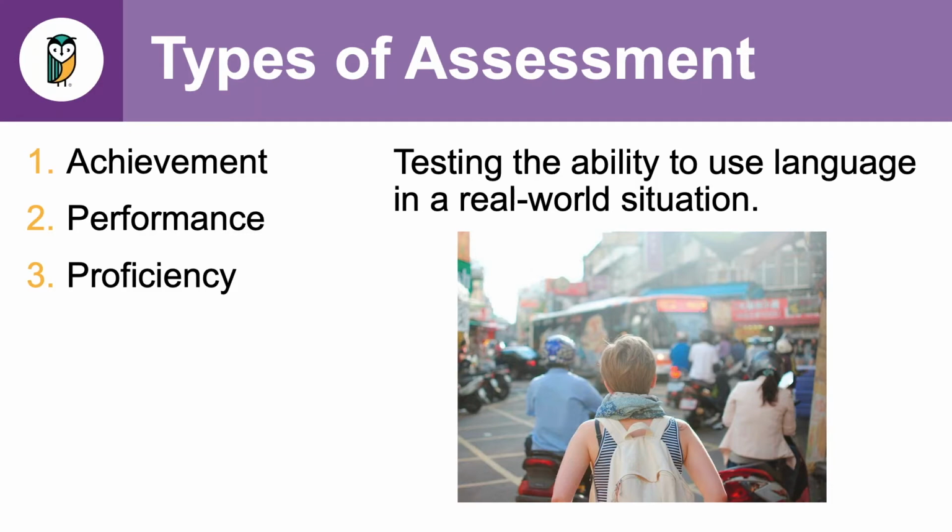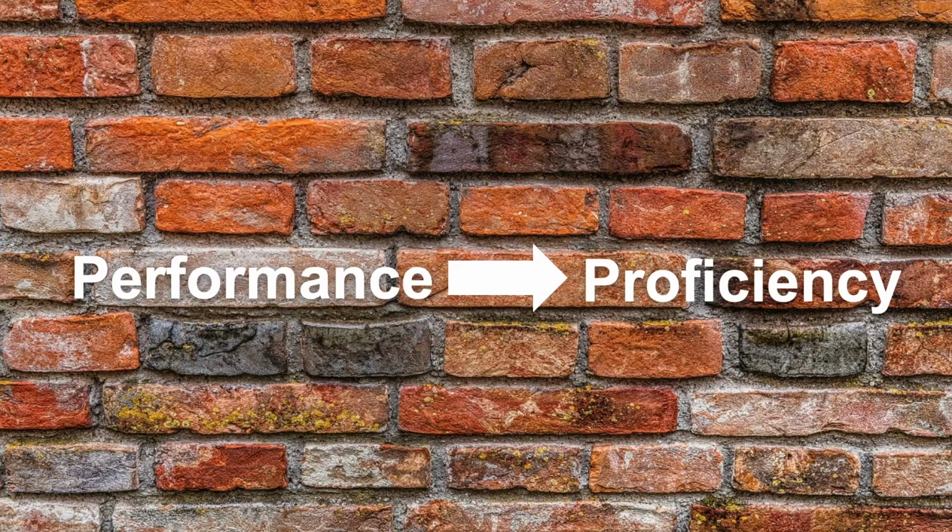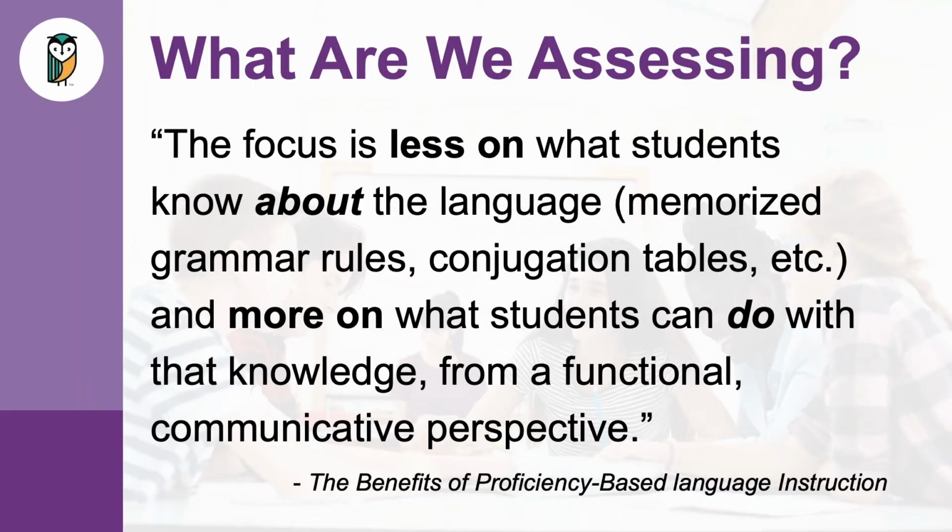I once heard a great analogy of performance and proficiency. The analogy uses a brick wall. Each time we assess using performance-based assessments, our students are adding another brick to their wall. That wall is their proficiency. With enough bricks, they will eventually have a good, sturdy wall of proficiency. So, to summarize, when we assess, we need to move the focus from what students know about the language to what the students can do with the language.